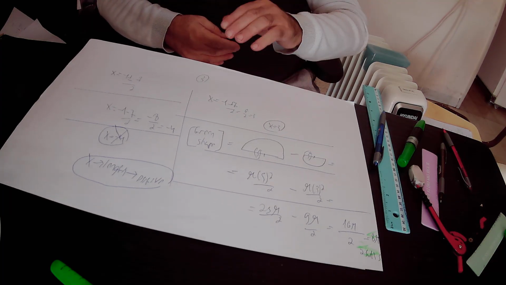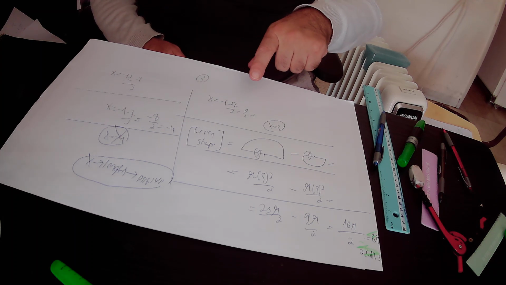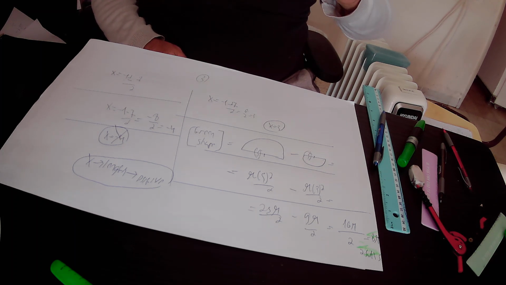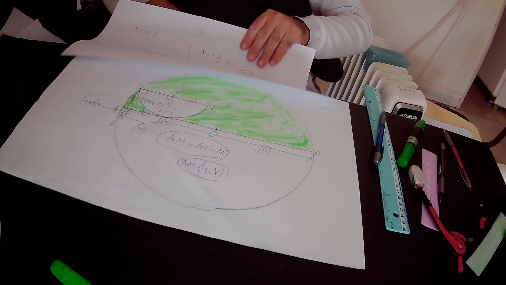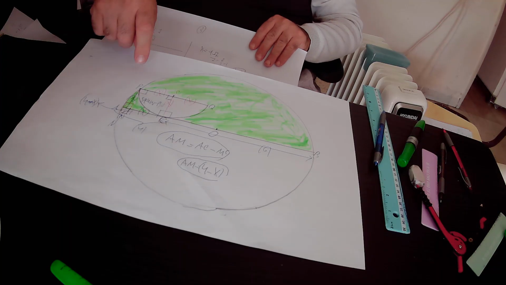and we take into account only the second solution for x. The second solution for x is x equals minus 1 plus 7 over 2. Minus 1 plus 7 is 6, and 6 over 2 is 3. So we found out that the radius of this small semicircle equals 3 in its length. What is the area of this green shape?